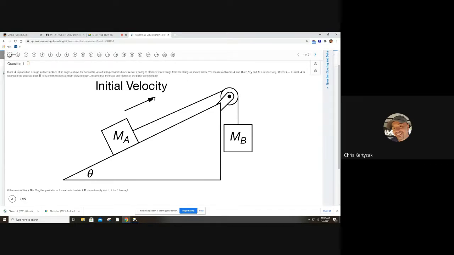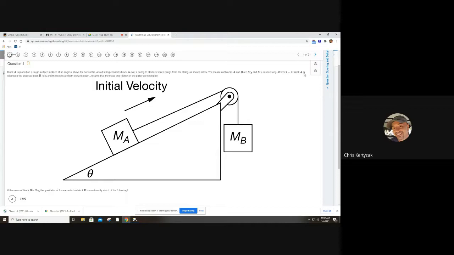It says block A is placed on a rough surface. When you say rough, of course, you have to be aware that that indicates there's friction between the block and the incline. Block A is placed on a rough surface inclined at an angle theta above the horizontal. A taut string connects block A over to block B. Taut means tight. The string connects the two, and block B hangs from a string as shown below. The masses of blocks A and B are unknown, just represented as MA and MB, respectively, meaning in that order.